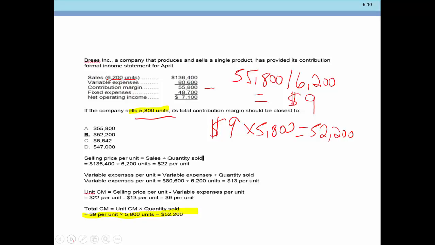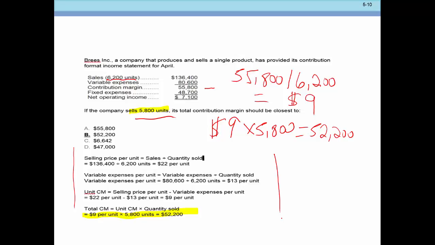Now, if you look down here at the way the textbook showed the solution, they're walking you through this slowly so that you understand exactly what's going on. They take the sales price per unit. They come up with the variable expenses per unit by taking the total variable expenses and dividing by the 6,200 units. They then take the selling price per unit minus the variable cost per unit, which gives them the contribution margin per unit. When you're taking the test, that is a waste of time.